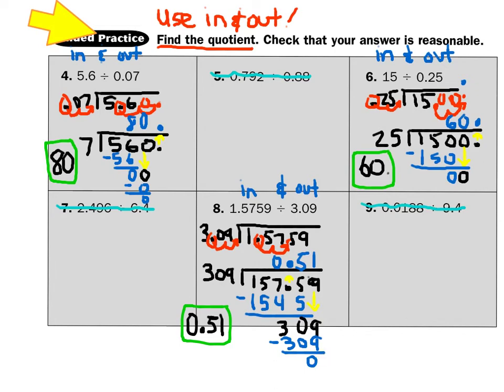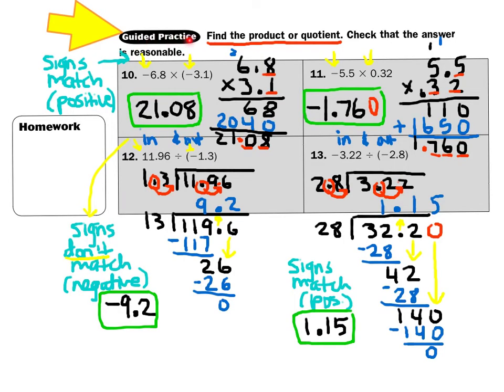I subtract and I got 0. So now I just double check it's a positive divided by a positive, so I know my answer is positive. Okay, so let's look at this last guided practice. Find the product, that means multiply, or quotient, that means divide. Okay, so take a look at number 10.